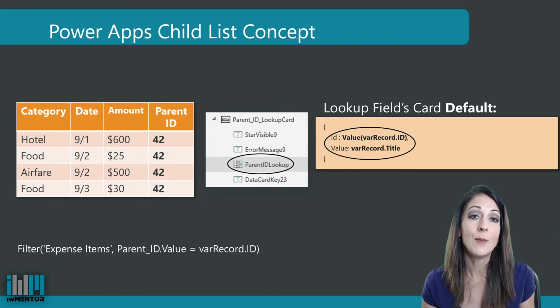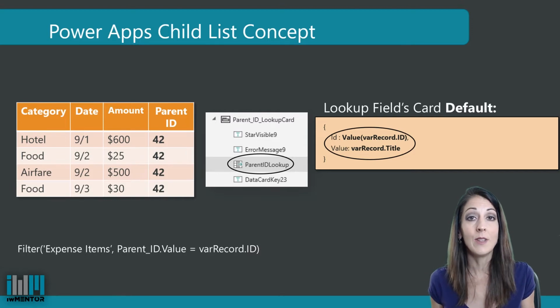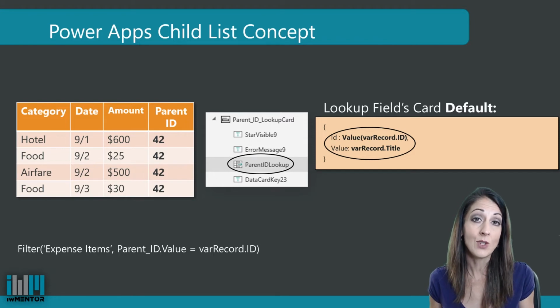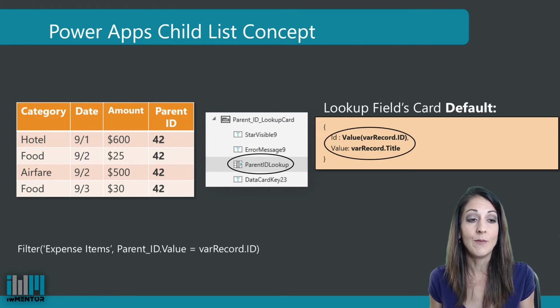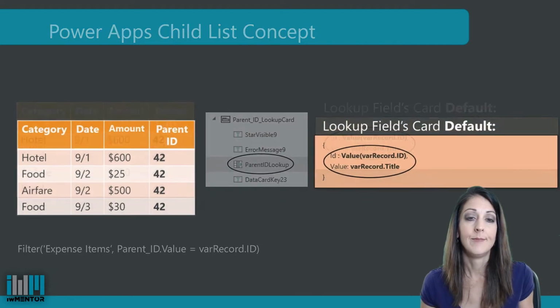So another thing that I'm doing is not only, of course, creating those child items as someone fills each row out, but I'm also displaying those child items. And in this example, you can use a table or a gallery in your Power App, and I'm doing a filter. So I'm filtering the expense items by the parent ID of that specific form that I'm looking at.